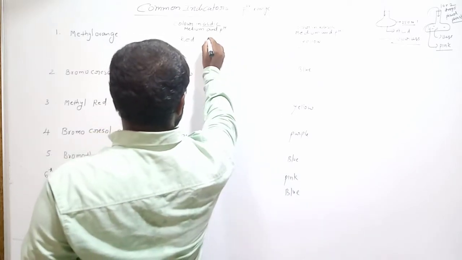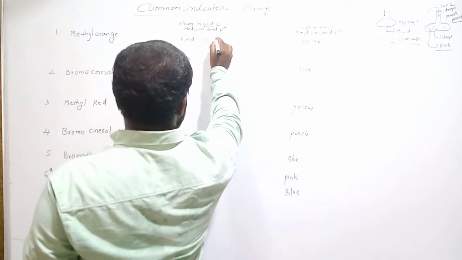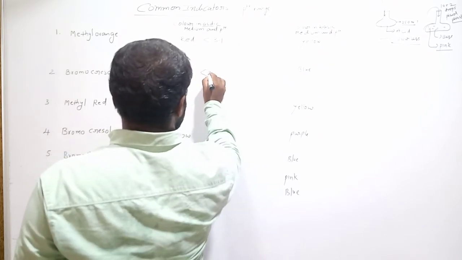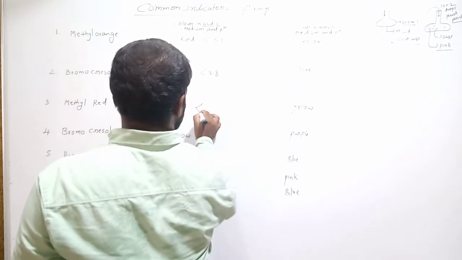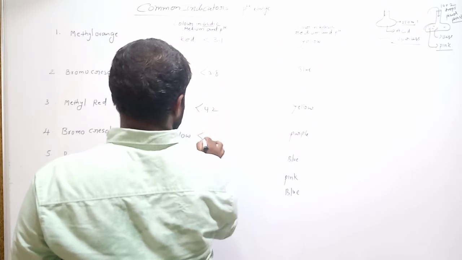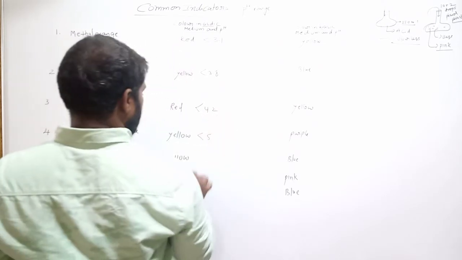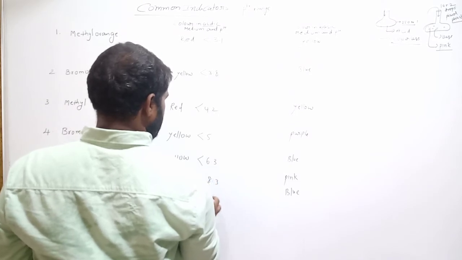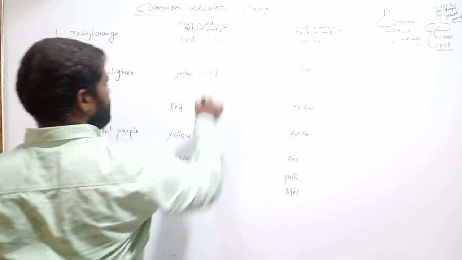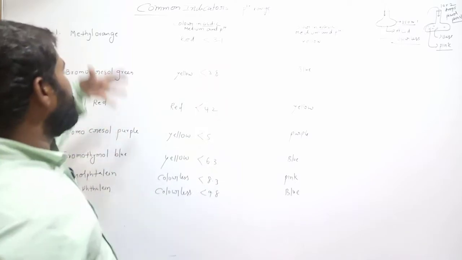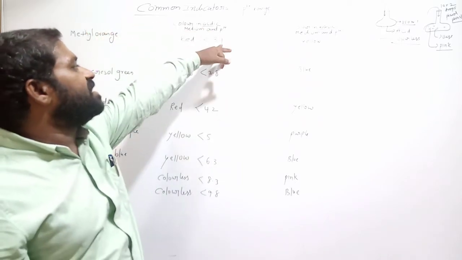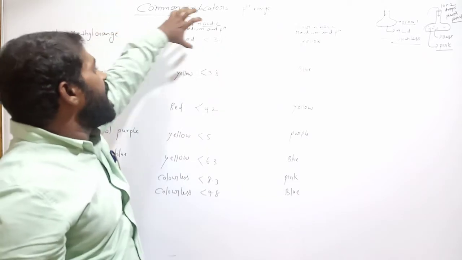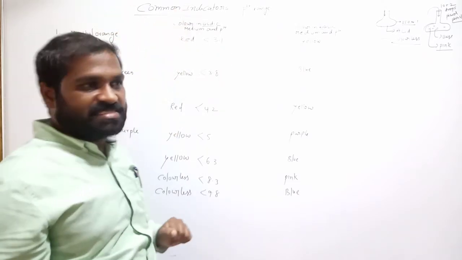The pH range is less than 3.1 in this case, less than 3.8 here, less than 4.2, less than 5, less than 6.3, 8.3, and less than 9.3. These are all pH values, pH ranges. So the methyl orange pH range is less than 3.1. Methyl orange color in an acid is red. That is the meaning of less than 3.1.